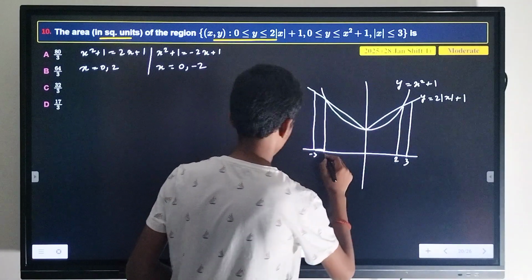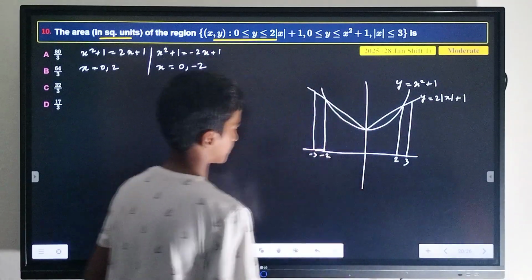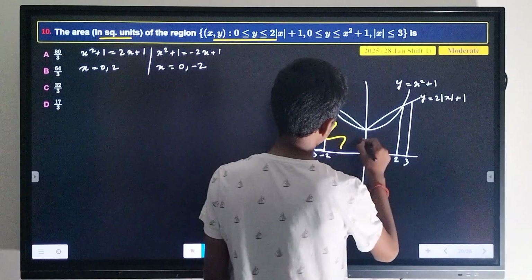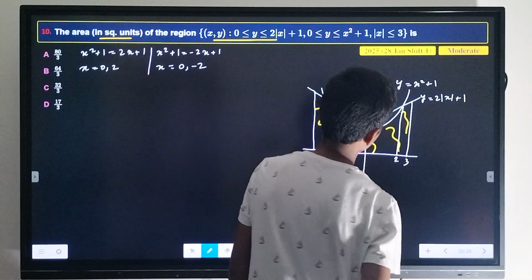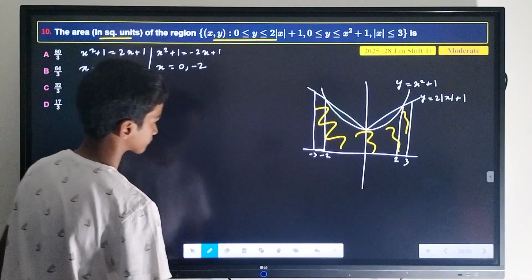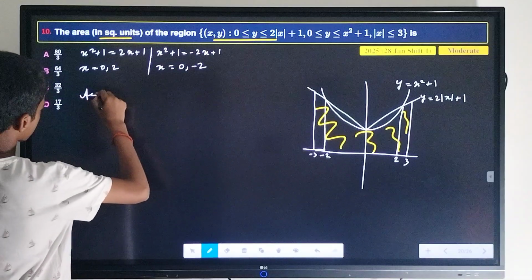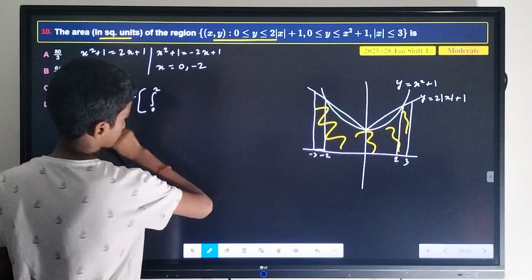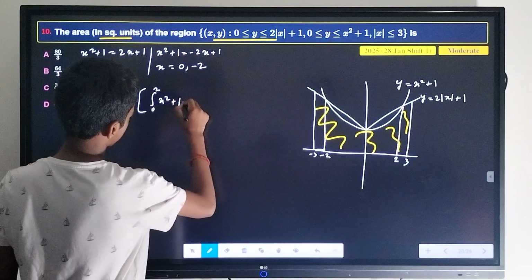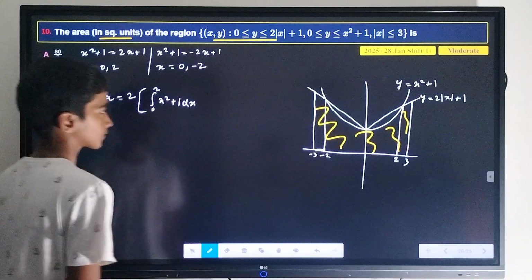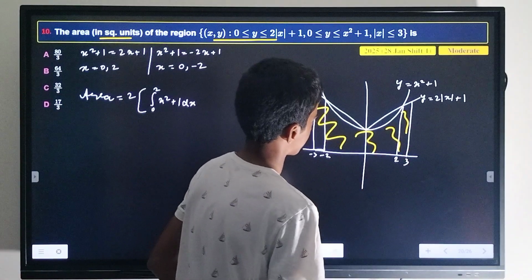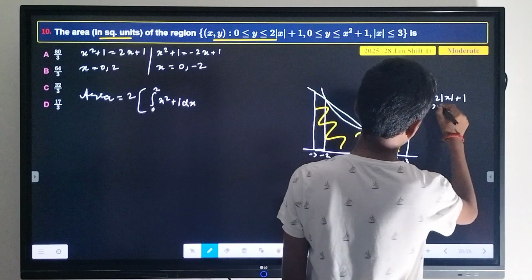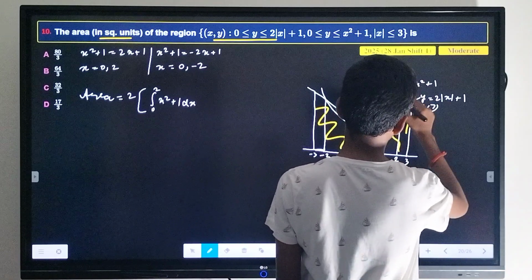This is at minus 2. Now our required region is this region. So our area is equal to 2 times the integral from 0 to 2 of x square plus 1 dx, and then we have this trapezium. So this point will be 3 comma 7, this point will be 2 comma 5.